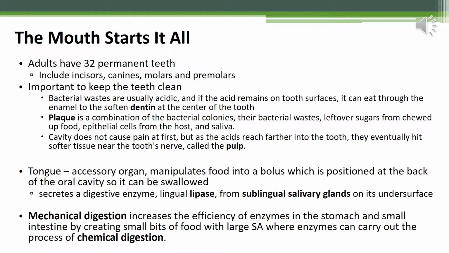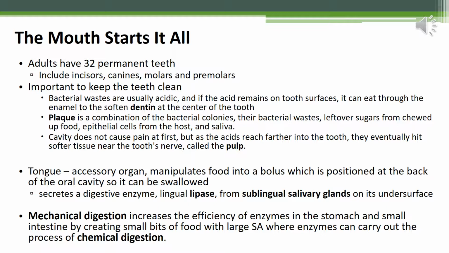Now, plaque is a combination of the bacterial colonies, their bacterial waste, and also leftover sugars from chewed up food, also epithelial cells from the mouth of the host, and saliva. Obviously, sometimes we ingest foods that have bacteria on them, and there's also natural bacteria that occur in the mouth, and these would be the types of bacteria we're talking about here.